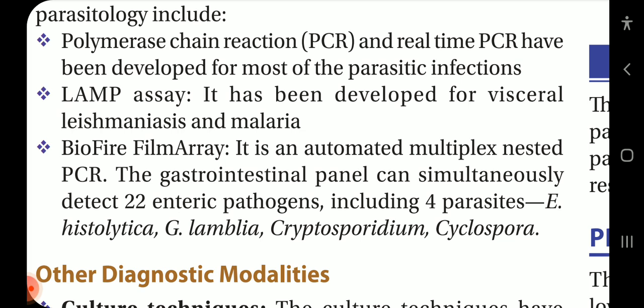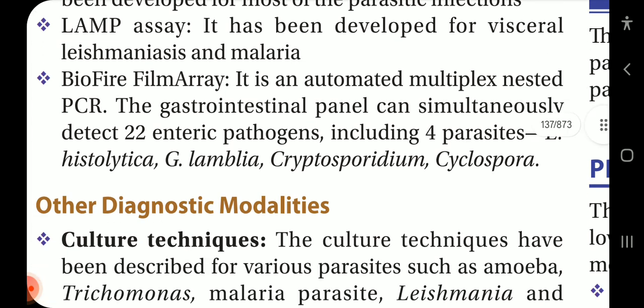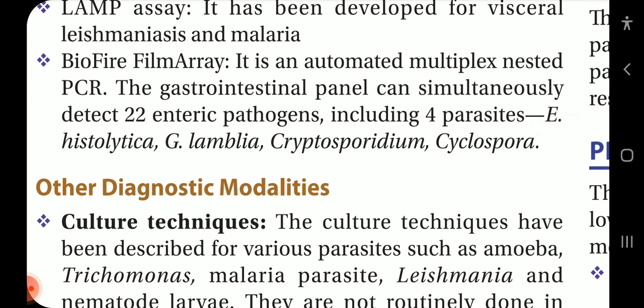PCR has been developed for most of the parasitic infections. LAMP assay has been developed for visceral leishmaniasis and malaria. BioFire FilmArray is an automated multiplex nested PCR. The gastrointestinal panel can simultaneously detect 22 enteric pathogens including 4 parasites: Entamoeba histolytica, Giardia lamblia, Cryptosporidium and Cyclospora.